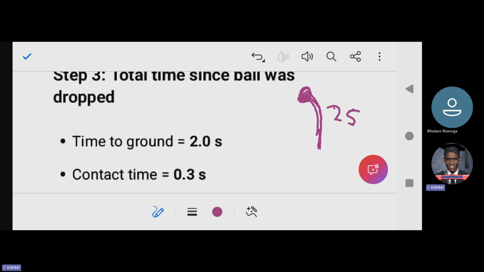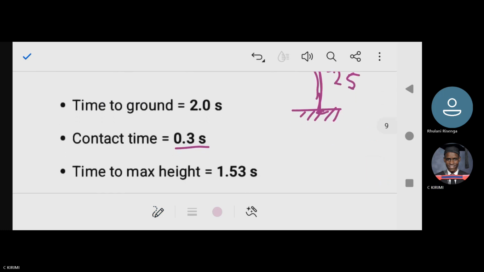While the ball has been dropped, the balloon is also moving. In that 2 seconds, the balloon is still moving downwards. So 2 seconds has elapsed, and now the ball reaches the ground. The contact with the ground is 0.3 seconds. So now the total time is 2.3 seconds.